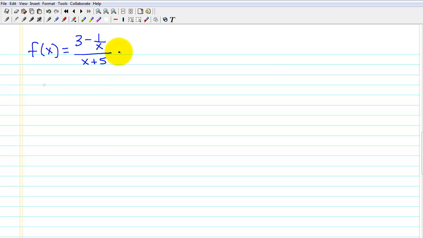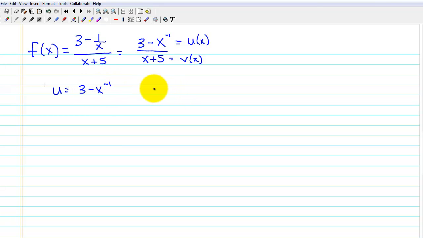For the top we need to do some rewriting to make that differentiable, so we can move that x to the numerator, and now we have the denominator. Again, this is going to be our u of x, and this is going to be our v of x. To set this up, sort of like we did with the product rule, we're going to write our u and our v. Below it we're going to take the derivative of each.